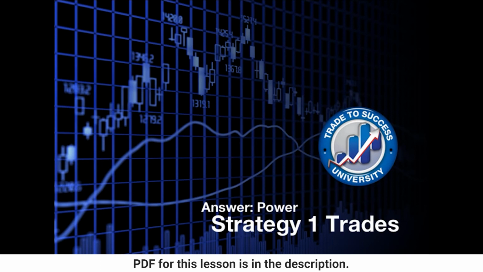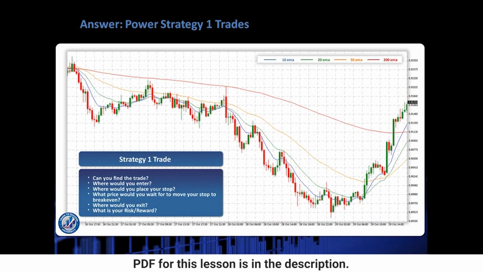Okay, so to go over the answer to the Power Strategy 1 question on the previous page, let's look at the chart in question. What we need to do is first identify where the trade is. Remember, we're looking for a Strategy 1 trade, so we're obviously looking for an ABCD formation. Can you find that ABCD formation? I want you to pause the video and look for that formation, and once you've found it, restart the video.